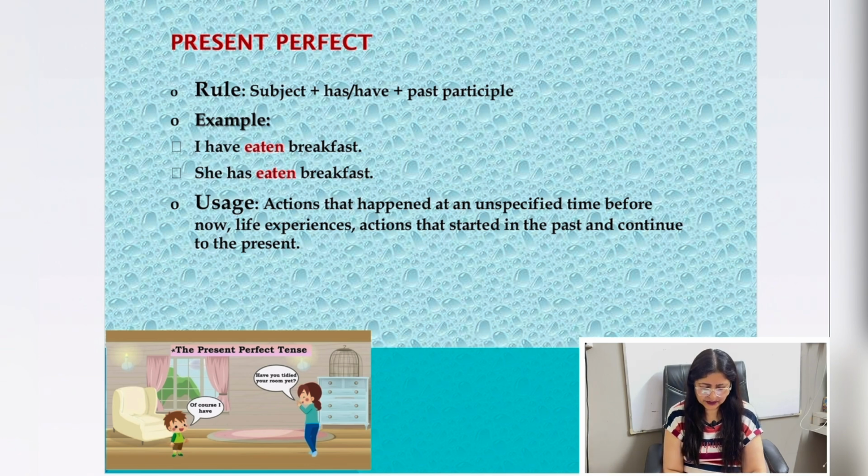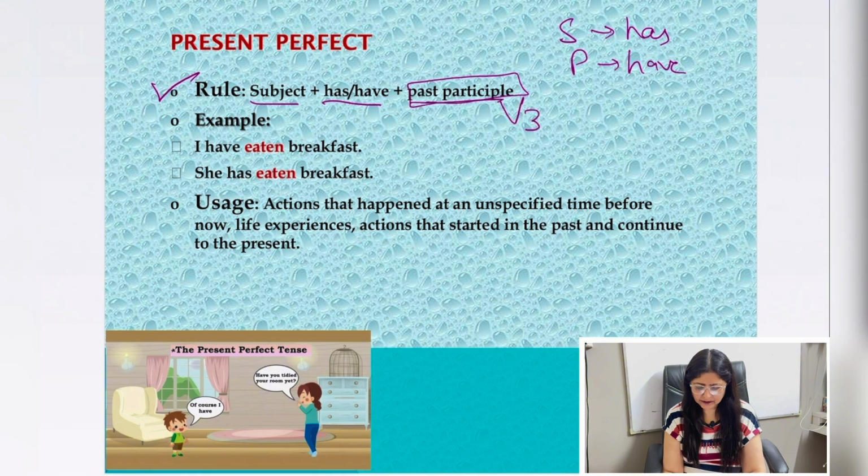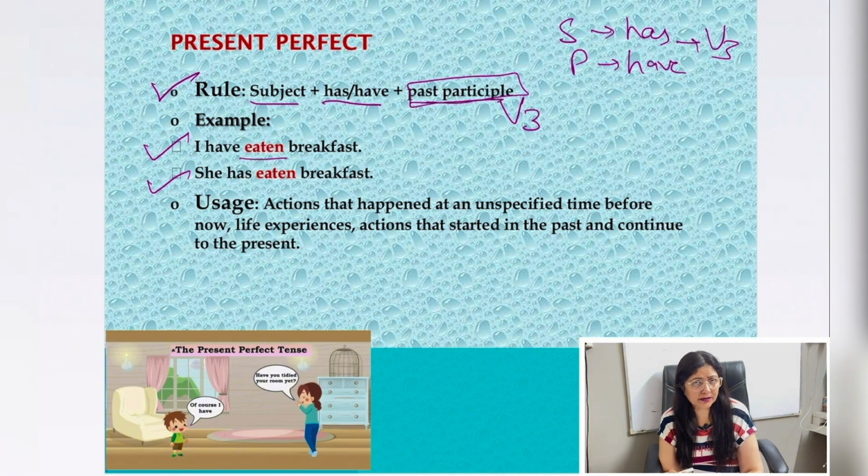First let's go with the rule. The rule is subject plus has or have and the past participle, that is V3. With singular we use has, with plural we use have, and there is no tension of changing the verb because that is V3 with all of them, whether it is a singular subject or a plural one. For example, I have eaten: eat, ate, eaten. And she has eaten breakfast. So it doesn't matter whether your subject is singular or plural, V3 will be there.